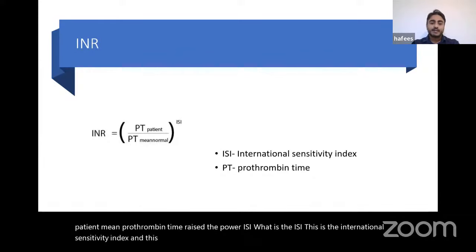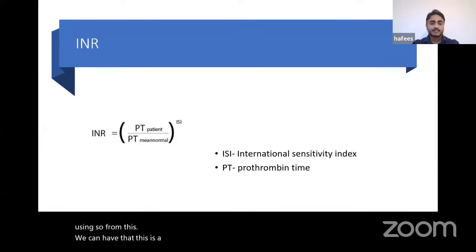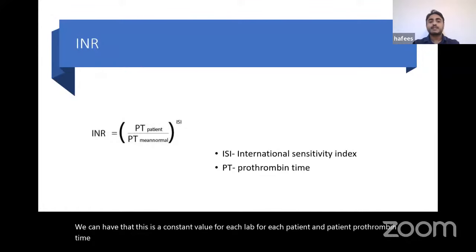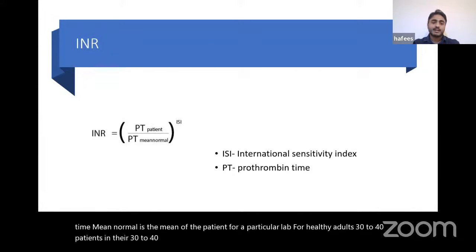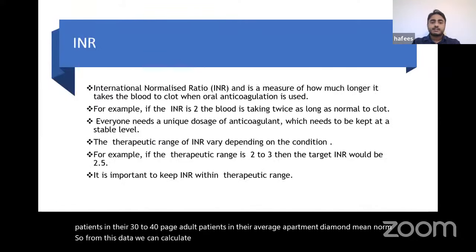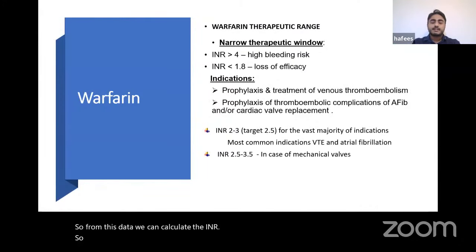This is given by the manufacturer for the particular reagent we are using. So this is a constant value for each lab. And the mean normal prothrombin time is the mean of the prothrombin times of 30 to 40 healthy adult patients for a particular lab. So from this data, we can calculate the INR. We cannot initiate warfarin therapy without INR.